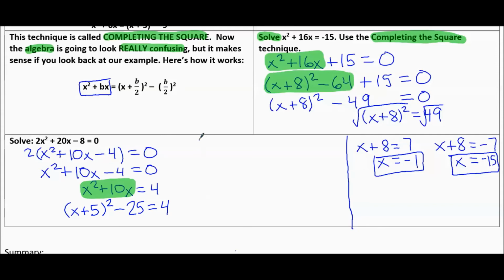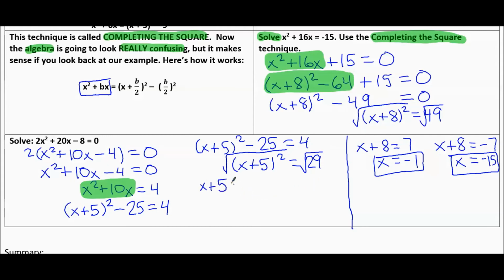Okay, now I'm just going to rewrite that up here so there's no confusion. I don't want to accidentally skip any steps that confuse you. Okay, minus 25 equals 4. Okay, now I'm going to add 25 to both sides. And I get quantity x plus 5 squared equals 29. Now I'm going to square root both sides. And when you square root both sides, how many equations do you need to write? 2. So x plus 5 equals the positive root of 29.